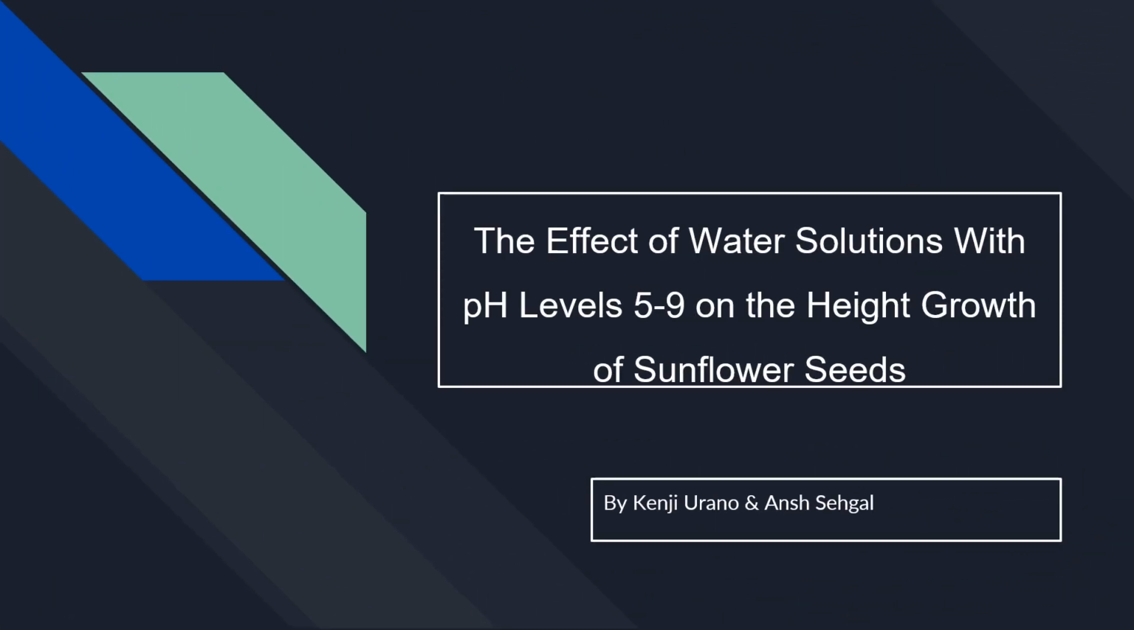The effect of water solutions with pH levels 5 through 9 on the height growth of sunflower seeds by Anch Segal and Kenji Urano.